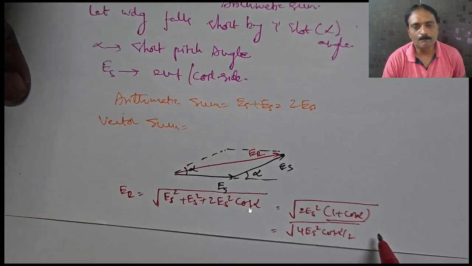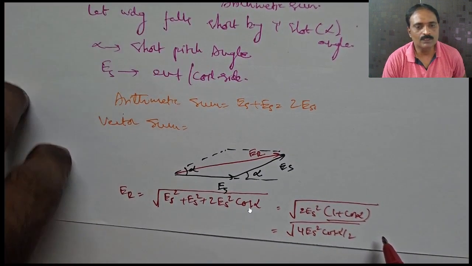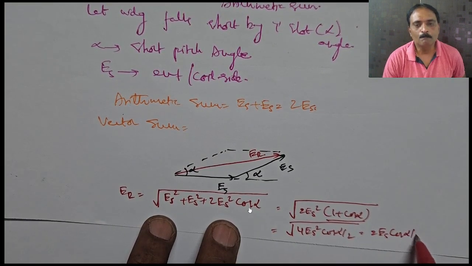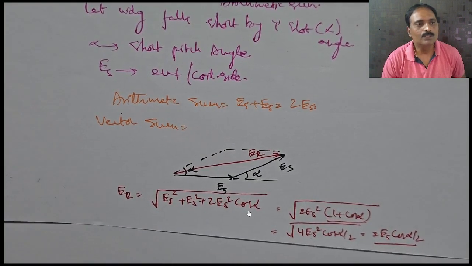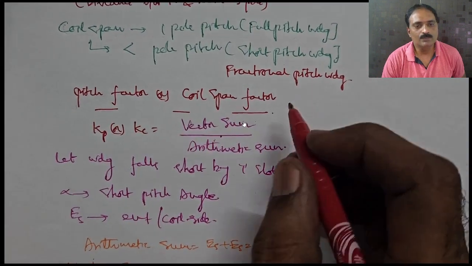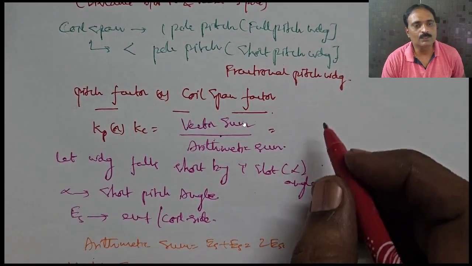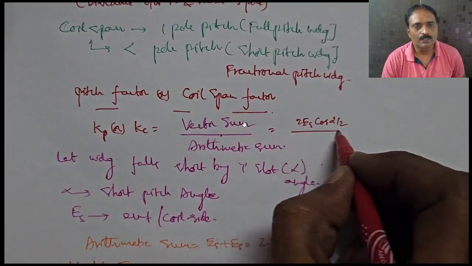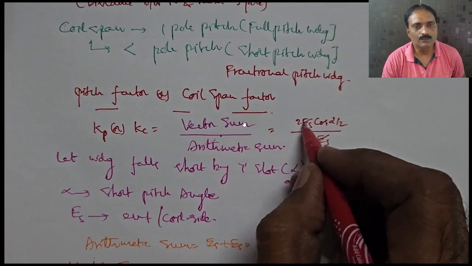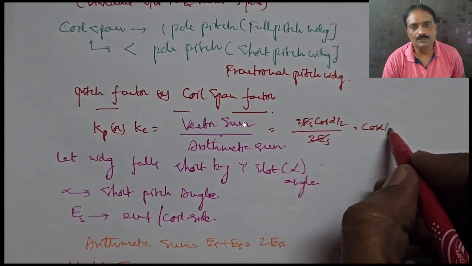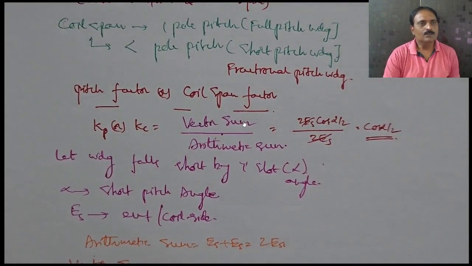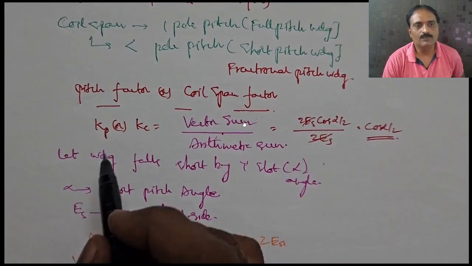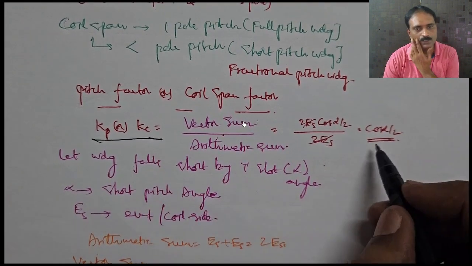The square root of this is equal to 2ES cos alpha by 2, and this will be equal to our vector sum, right? So we have both: the arithmetic sum is 2ES and the vector sum is going to be 2ES cos alpha by 2, divided by 2ES. So these two are going to cancel each other, resulting in cos alpha by 2. So this is how we get the formula for finding the pitch factor or coil span factor, that is Kp or Kc.